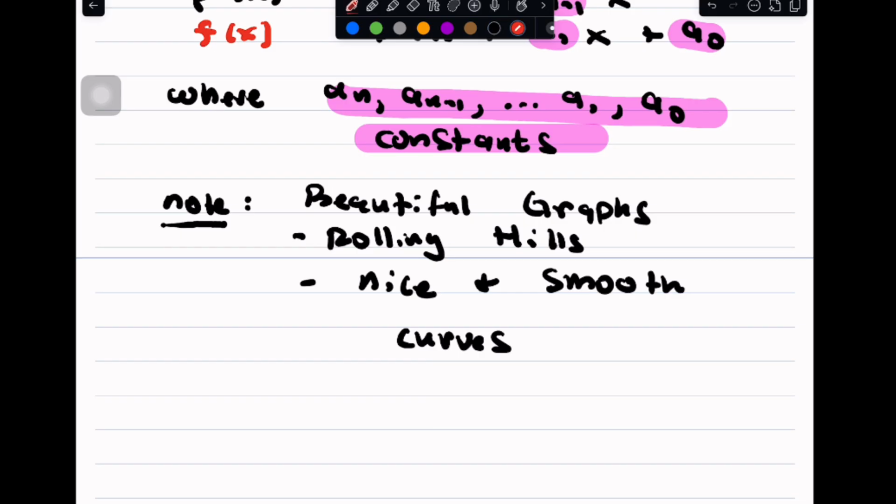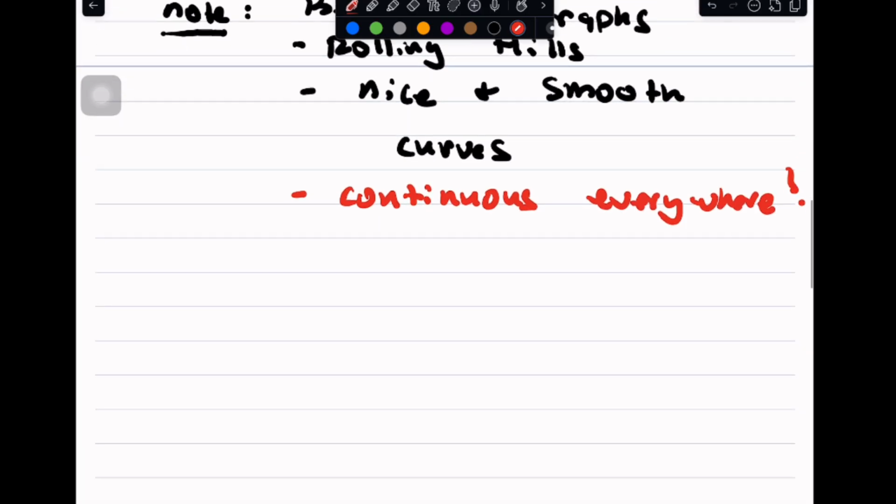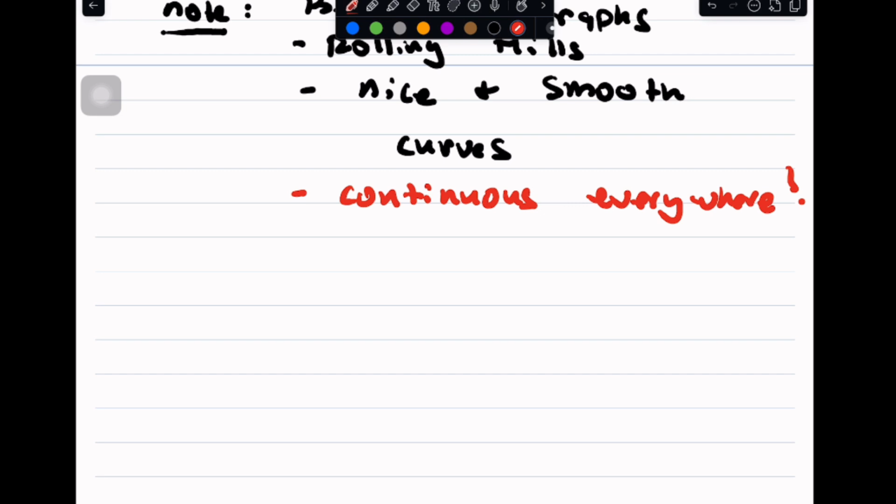Probably one of the most important facts about polynomials, you're not supposed to know yet, but I'll tell you. They are continuous everywhere. What? They're continuous everywhere. Do you guys know what that phrase means? Here's what it means to be continuous everywhere: for the whole real number line. That's what is so nice about polynomials.